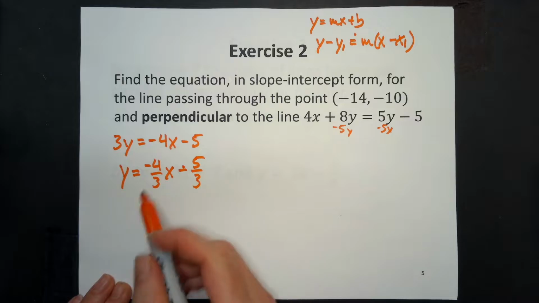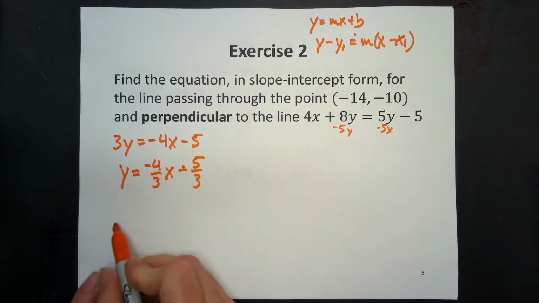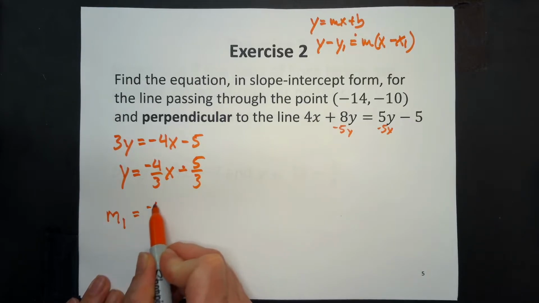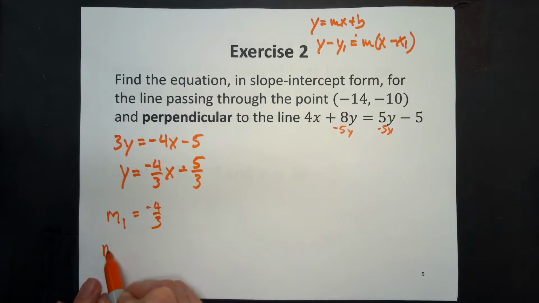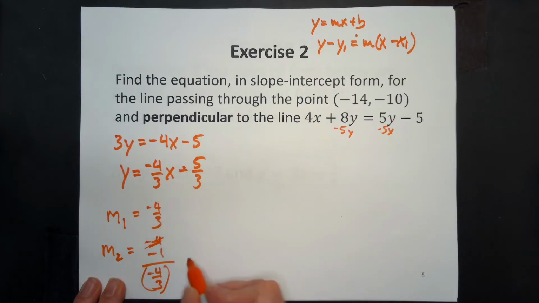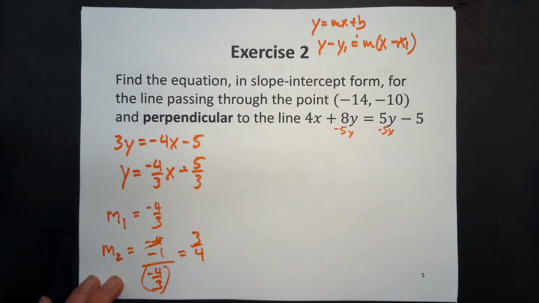Now, here we have a fractional y-intercept. That really doesn't matter. What matters here is the slope, because m1 equals negative 4/3. So m2 has to equal the negative reciprocal. So it'd be negative 1 over negative 4/3. It's easier just to take this and flip it and change the sign, which will just be 3 over 4. All right.